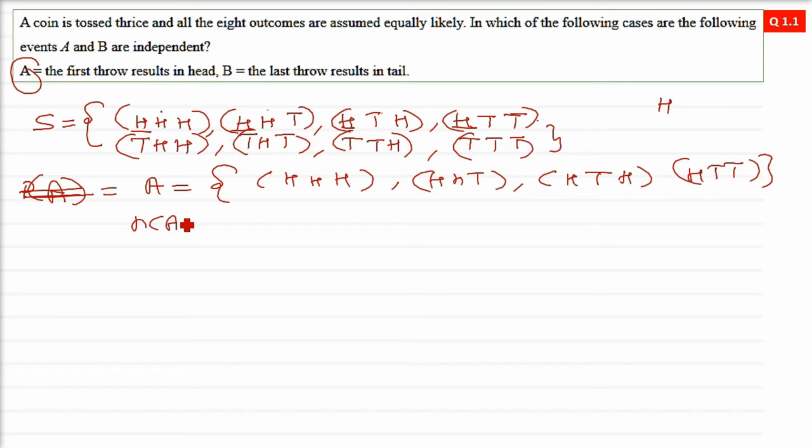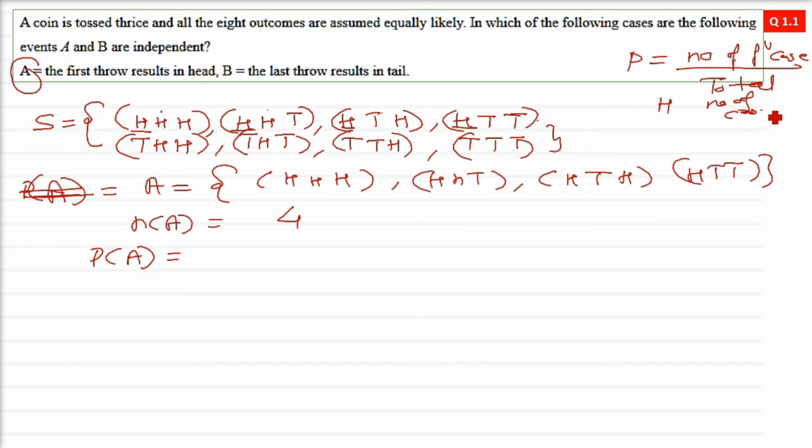Now the number of elements in A will be what? 1, 2, 3, 4. 4 are there. Now the probability of A: probability is the number of favorable cases divided by the total number of cases. The numerator is what you want, what you are expecting. The denominator is all that is possible. So the probability will be 4, which is the favorable cases, and the number of elements in the sample space is 8. So 4 by 8.